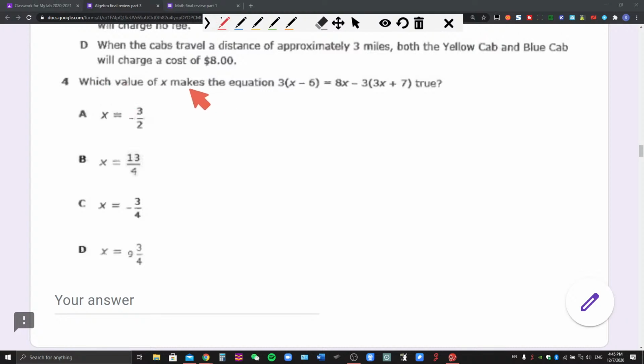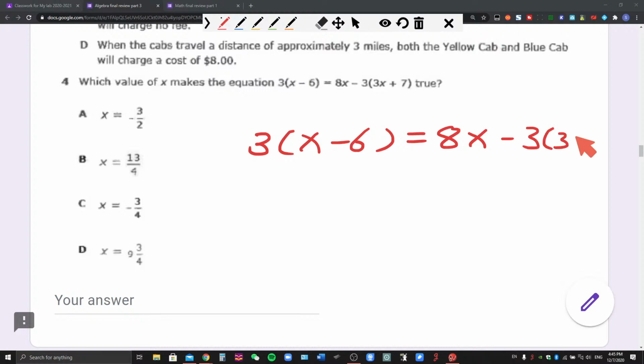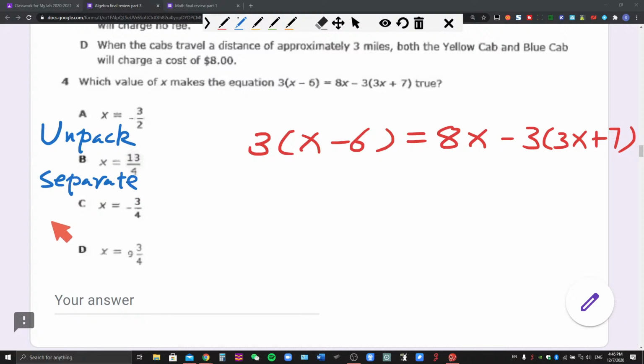What value of x makes the equation true? So solving the equation, let's write it down. Okay, let's also write down the steps. First, you need to unpack. And second, you will separate. Lastly, you will divide. That's the steps to do the equations.